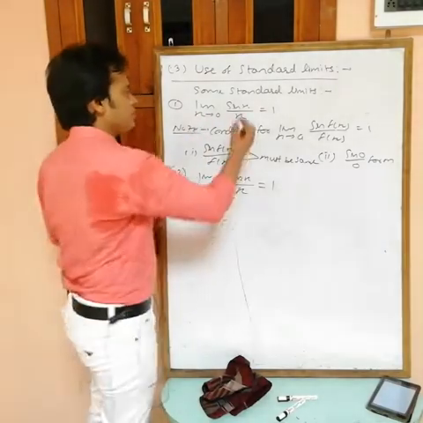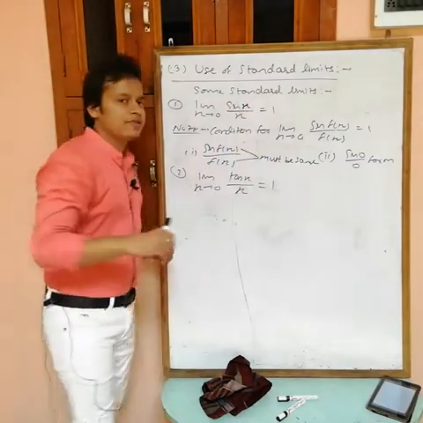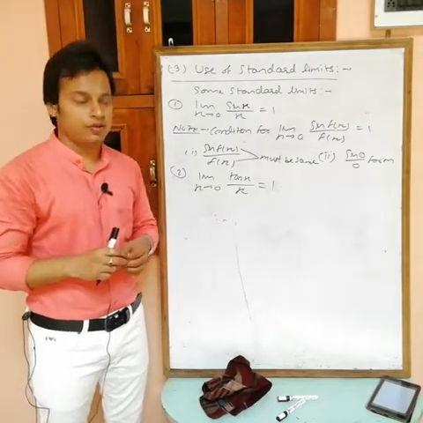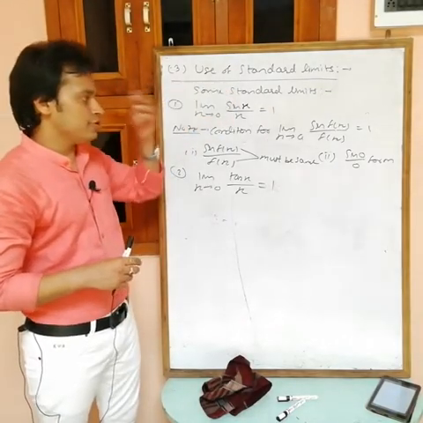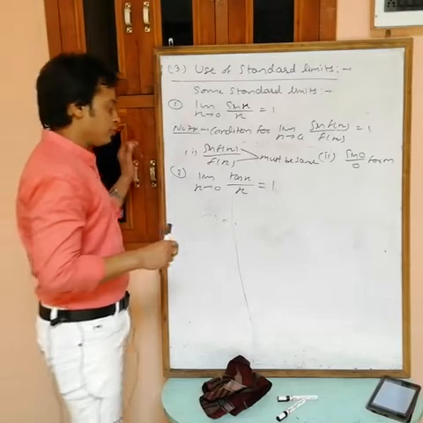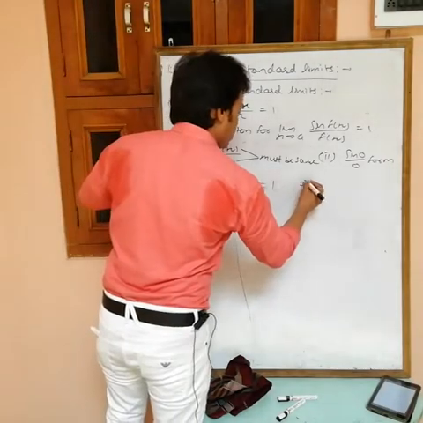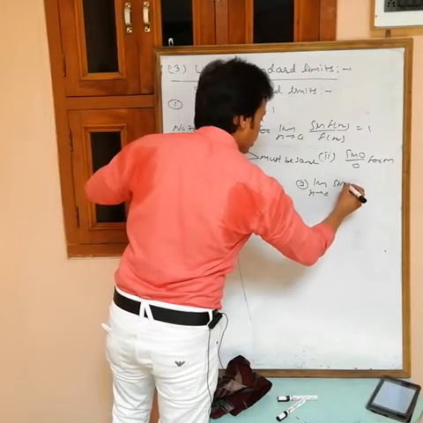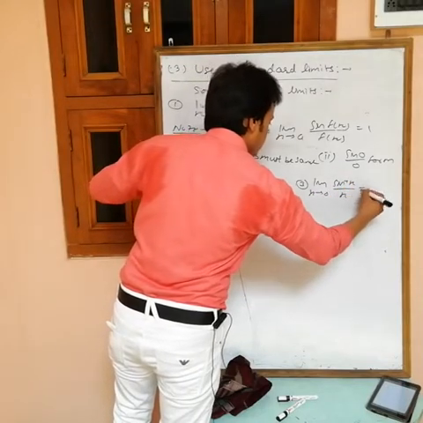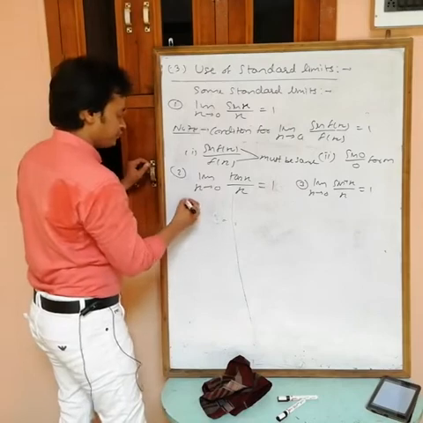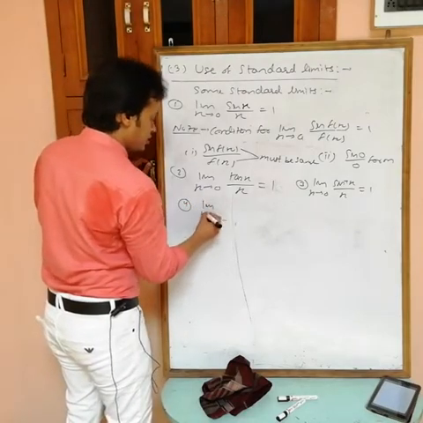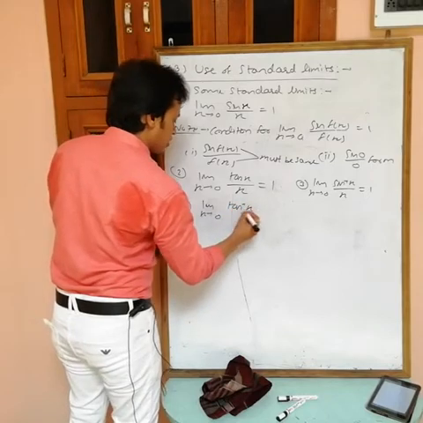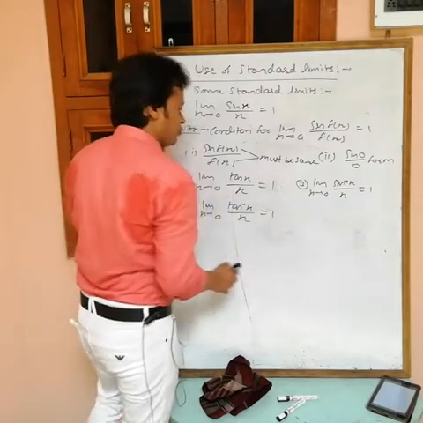Limit x tending to 0, sin x by x equals 1, and similarly x by sin x is also equal to 1. If this is equal to 1, then the reciprocal of this is also equal to 1, but we don't need to write it. Third, limit x tending to 0, sin inverse x by x is also equal to 1, and limit x tending to 0, tan inverse x by x is also equal to 1.